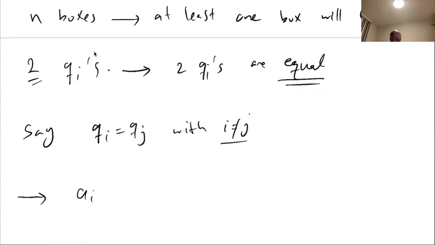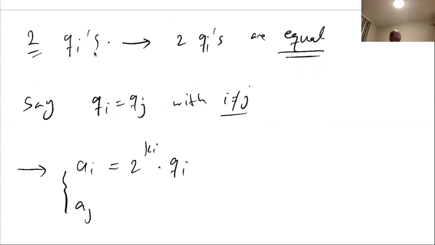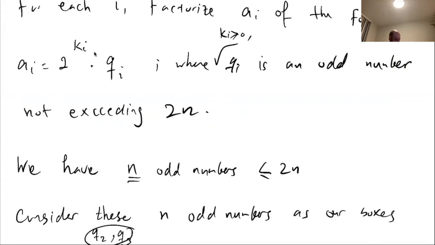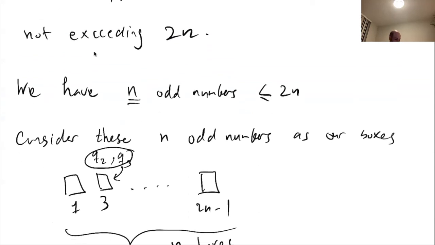So then what can I say? I can say AI is equal to 2 to the power KI times QI. AJ equals 2 to the power KJ times QJ. Right? Every AI was factored in the form of 2 to the power KI times QI.